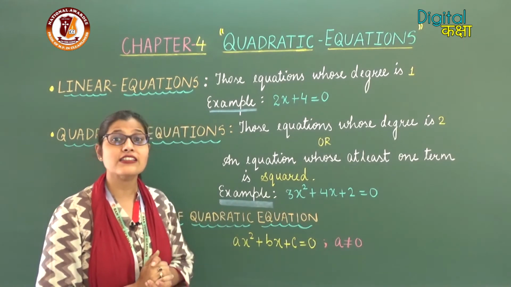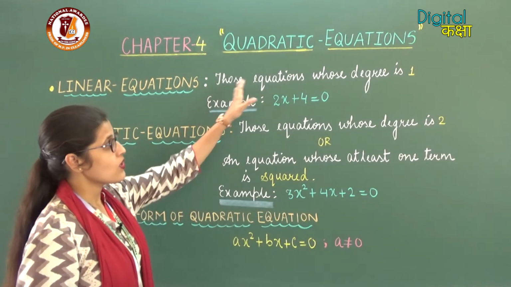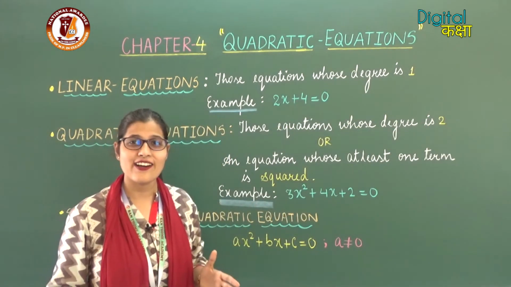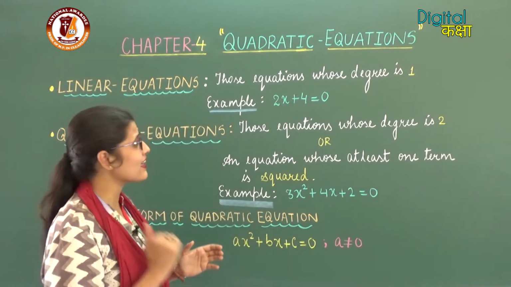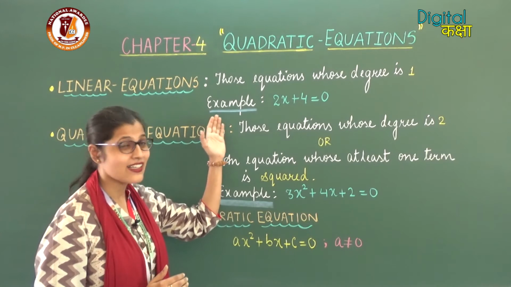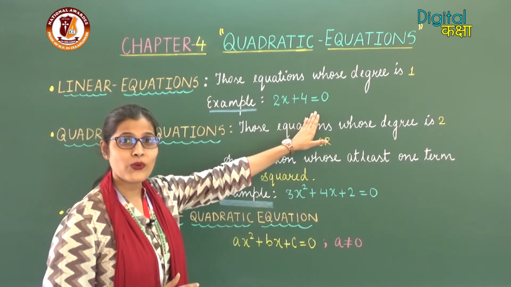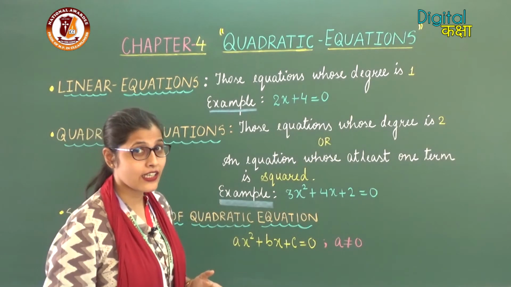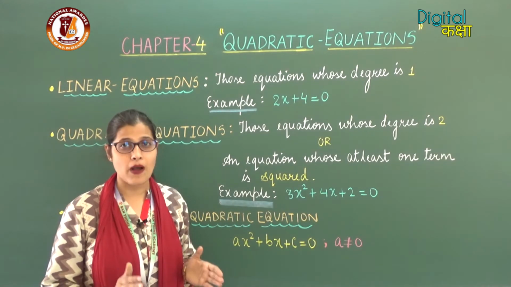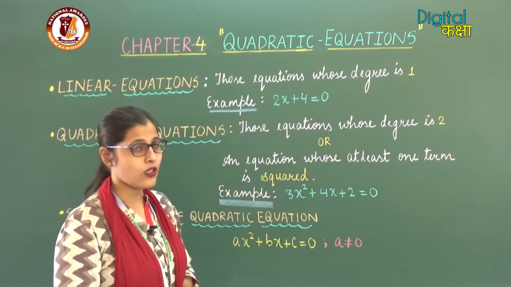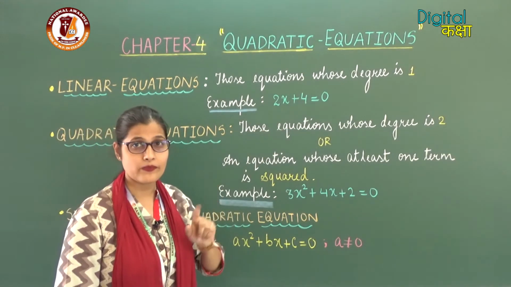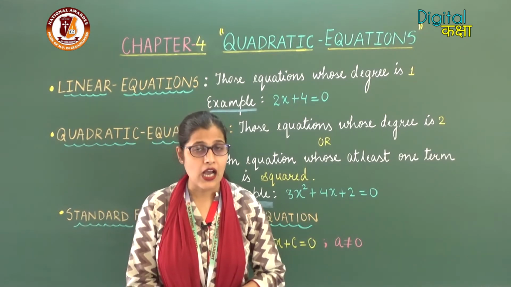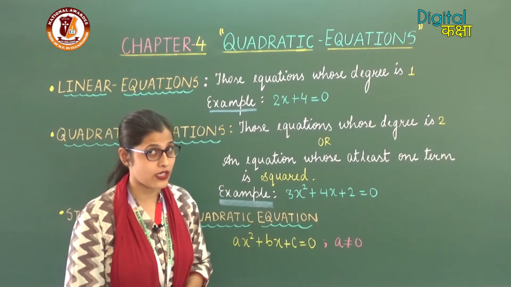We have already learned that those equations whose degree is 1 are called linear equations. As you can see in the example over here, that is 2x plus 4 equals 0, the degree, which means the highest power of the variable, is 1. So, such equations whose degree is 1 are called linear equations.